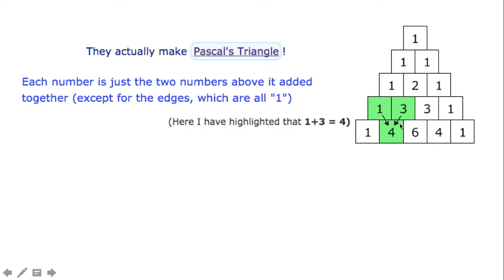Here they highlighted in green. This is the fourth row. Say if this was the a plus b raised to the fourth power, this last row here. So they got the 4 because they added the 1 and 3 from above. Okay? Now in class, we talked about that, but then we had a worksheet that we did.